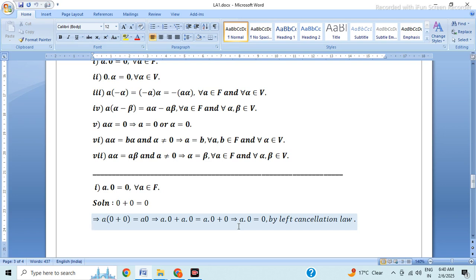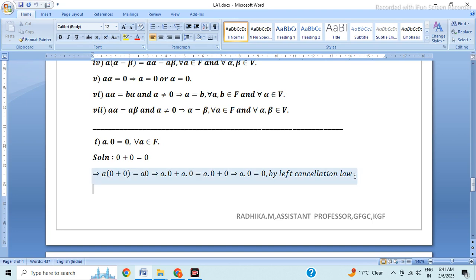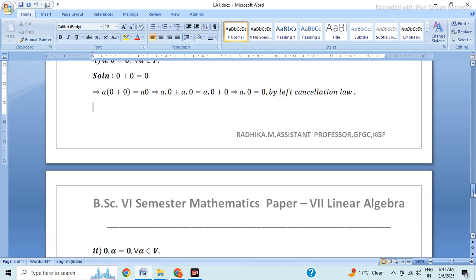It's very easy. How are we getting it? First what have we done? 0 plus 0 equal to 0 is written. After that, we multiply both sides with A. Then A into 0 plus 0 is A0. That can be written as A into 0 plus A into 0 equal to A into 0 plus 0, since 0 is the additive identity. Again, by left cancellation law, what we get? A into 0 is the same as 0. Next, we will move on to the next one.